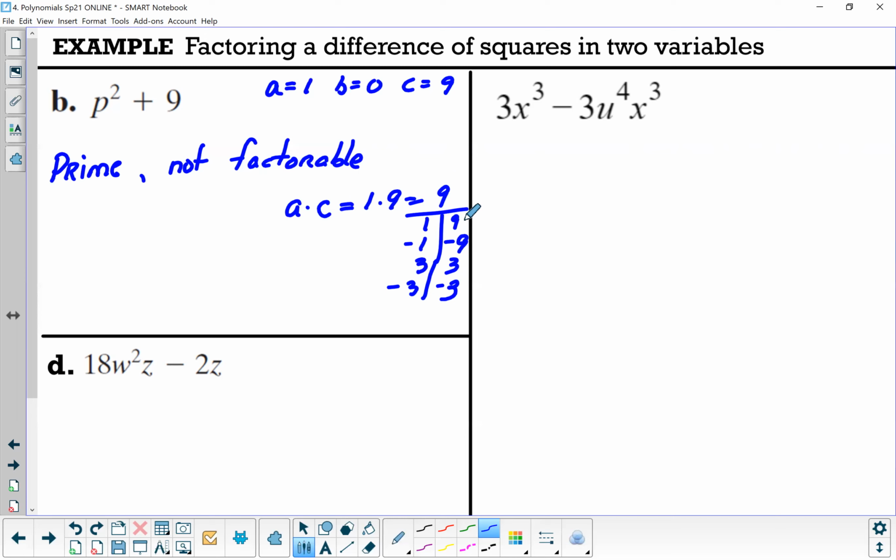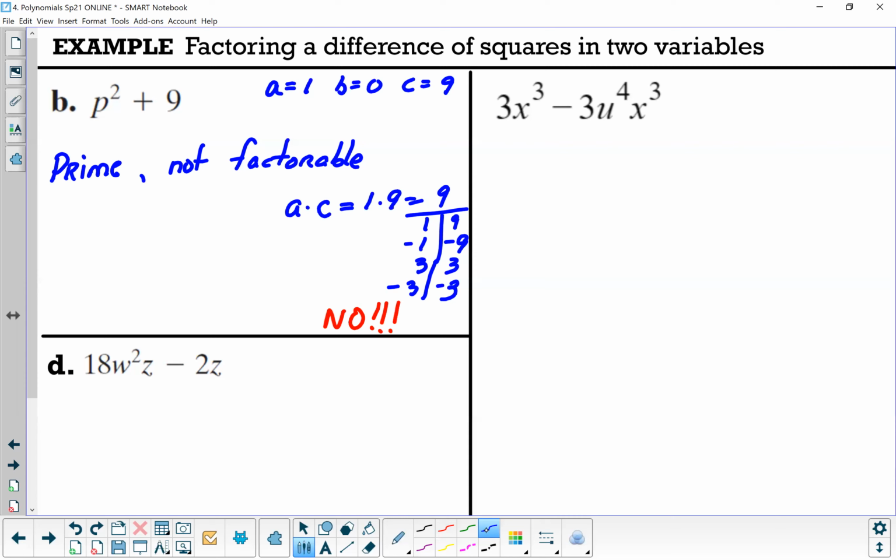1 plus 9 is 10. -1 plus -9 is -10. 3 plus 3 is 6. -3 plus -3 is -6. So no, we don't get any pairs that give us B equals 0. So this is another check of we can't use the AC method. There is no GCF other than 1. P squared plus 9 is not factorable.